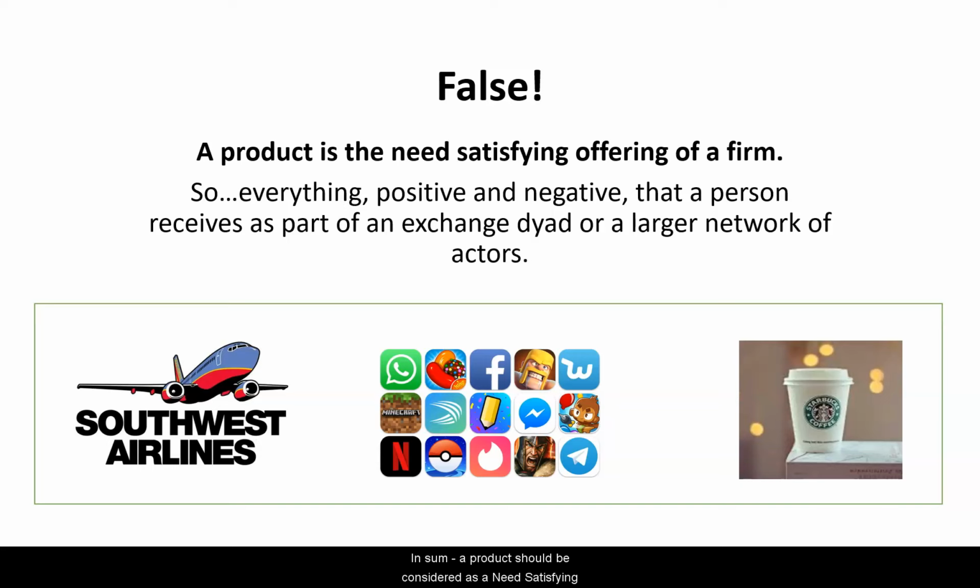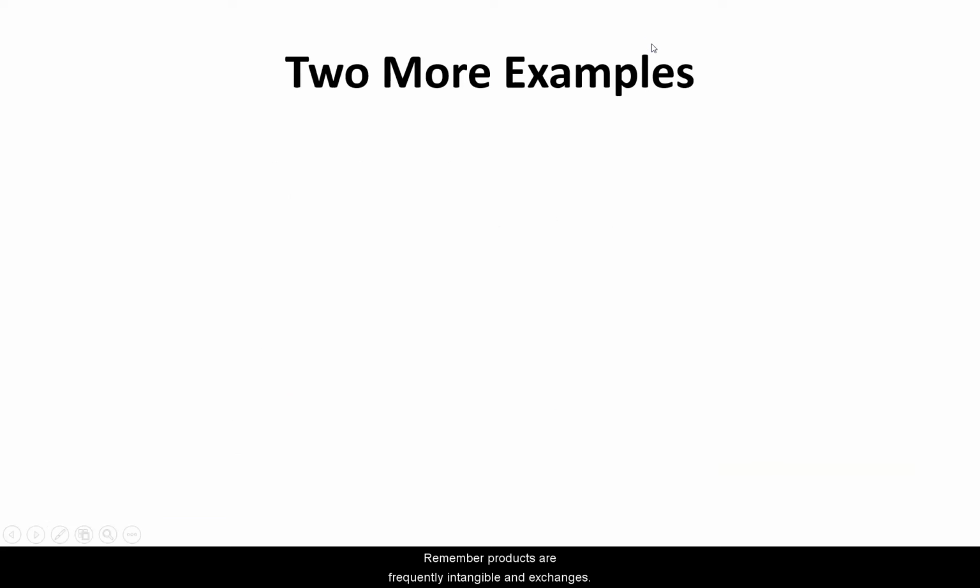So in sum, a product should be considered as a need-satisfying offering. The basis of this is the satisfaction it provides customers and the way they value these different elements. So remember, products are frequently intangible and exchanges aren't always about money.